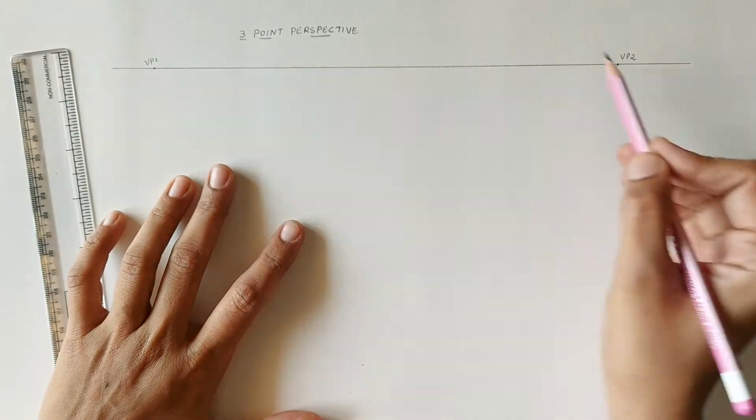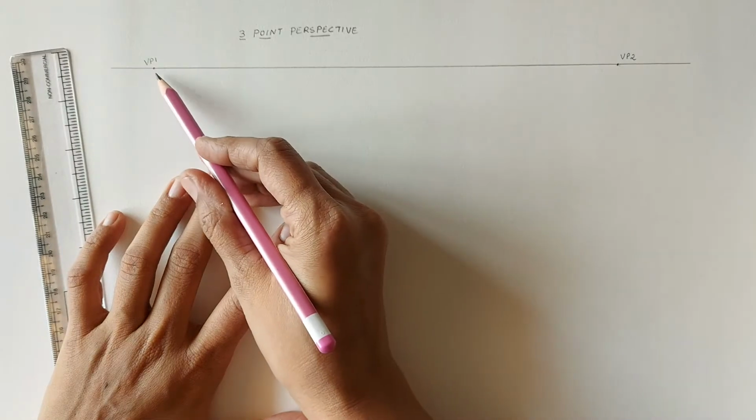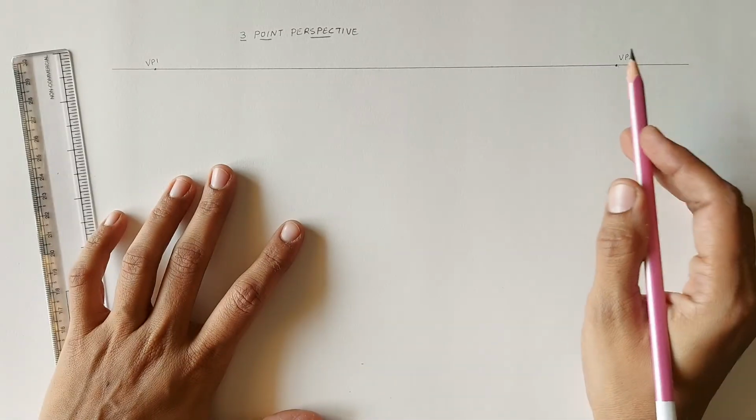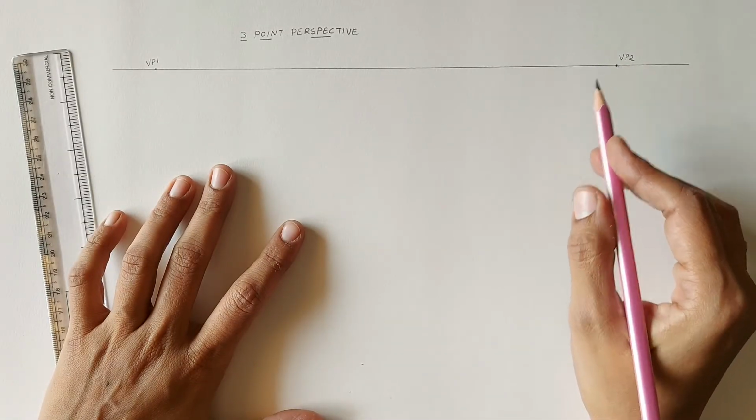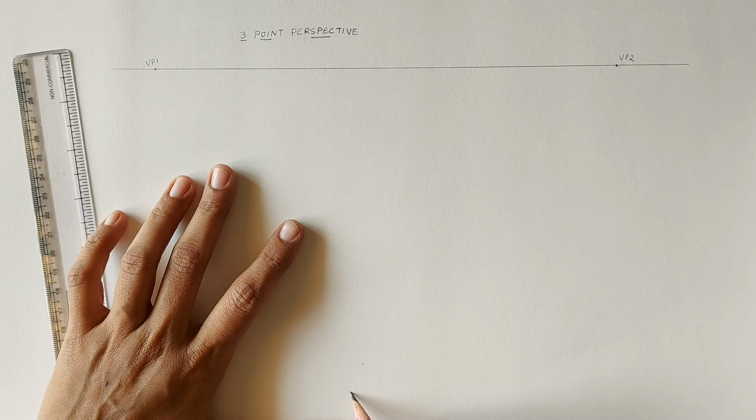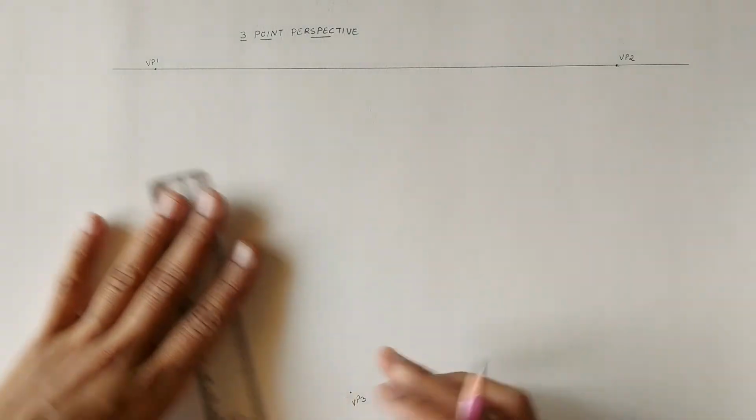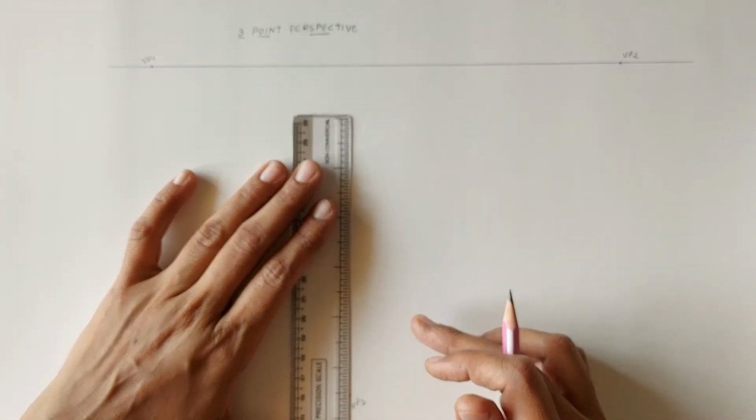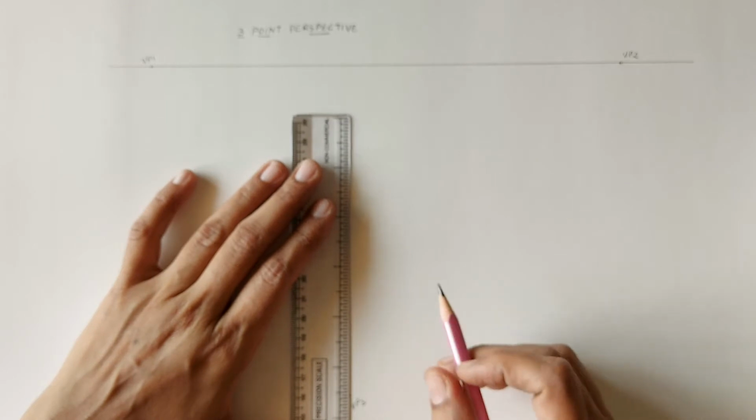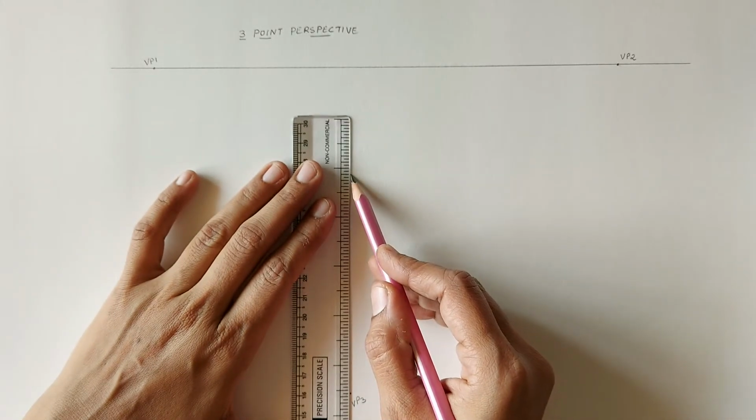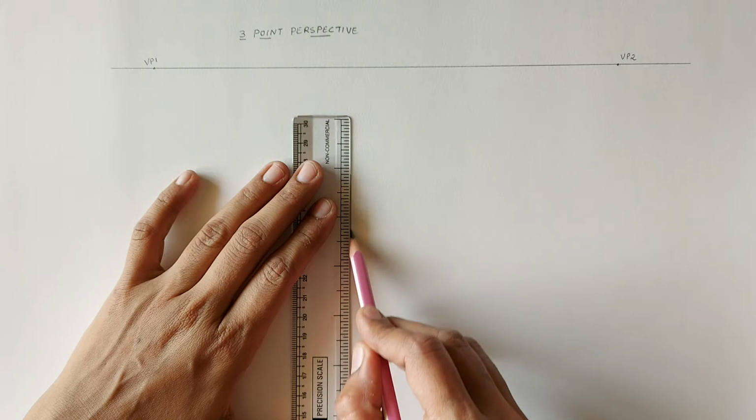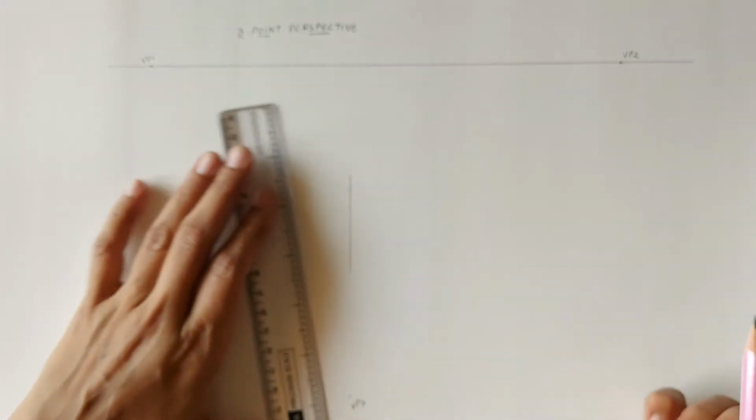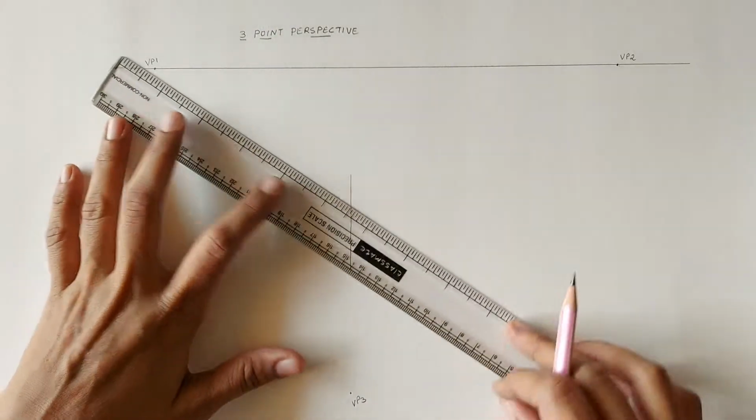Okay, now these are our two vanishing points, vanishing point 1 and 2, on the horizon line. Now we will place a third vanishing point. Now we will draw a line perpendicular to this vanishing point. Let's begin to draw a box in the same way as we did in 2-point perspective, below the horizon line.